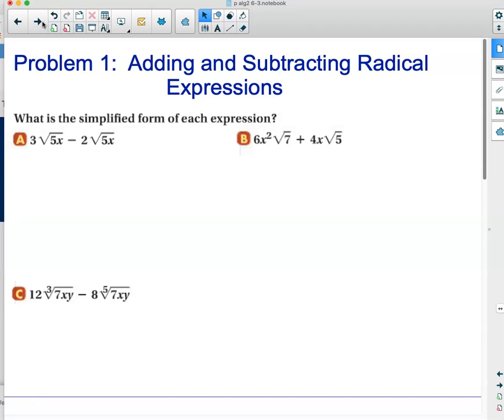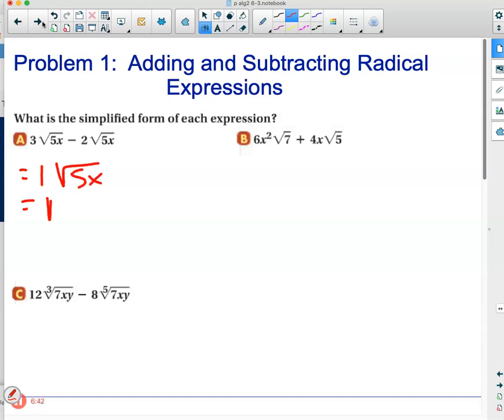Problem 1. So we're already supposed to know how to do this. What is the simplified form of each expression? Well, first we check and see if we can do it. Square root of 5x, square root of 5x. We can do this one. I have 3 of them and I subtract 2 of them. How many do I have? 1. And then we just drop the 1 because we don't need it. If we have the square root of 5x there, everybody knows that's one of them. So you just have to check and make sure you can do it.